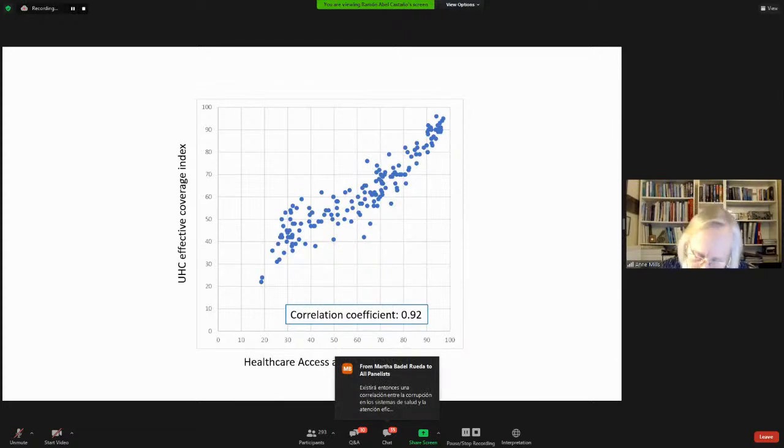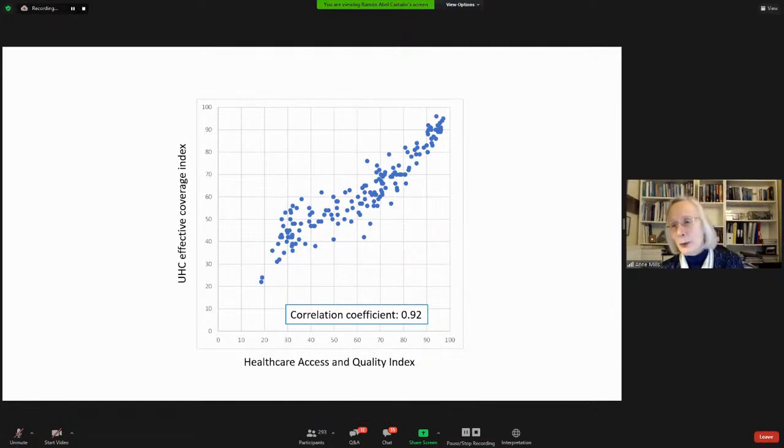I have a number of comments. I think one is those interesting graphs you've showed, to me, just show the weaknesses of a reductionist approach to the health system, because whether it's the UHC effective coverage index or the healthcare access and quality index, they're an extremely imperfect representation of all of the dimensions of a health system.